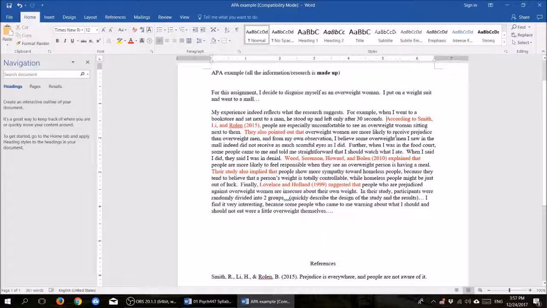And there are tons of ways to cite a study, but I liked this way. You start with according to, and then you cite a study. So according to Smith, Lee, and Rowland, parentheses 2015. And then you explain. People are especially uncomfortable to see an overweight woman sitting next to them.